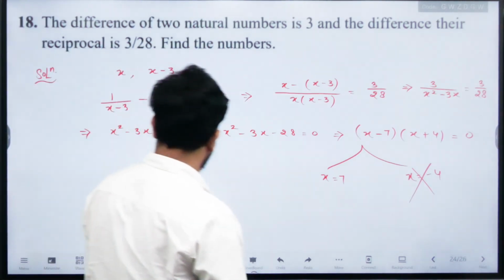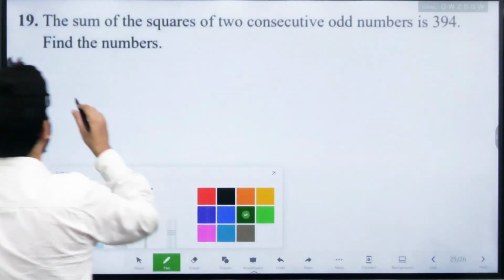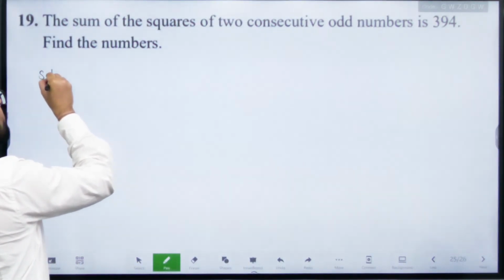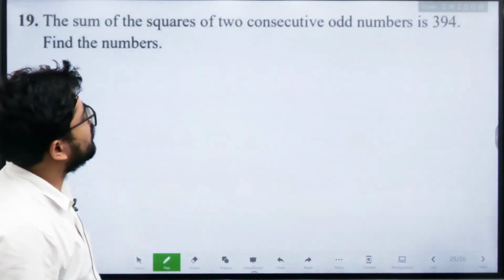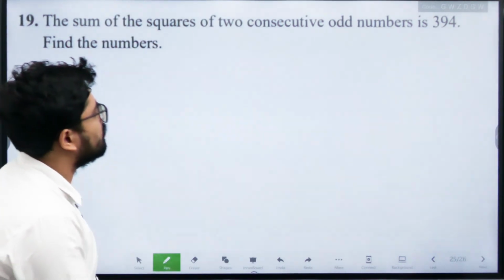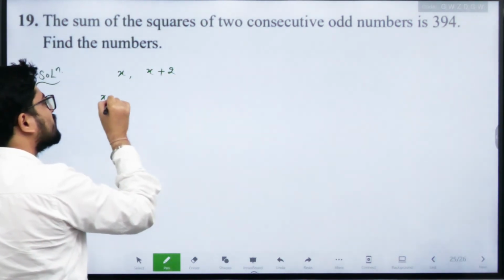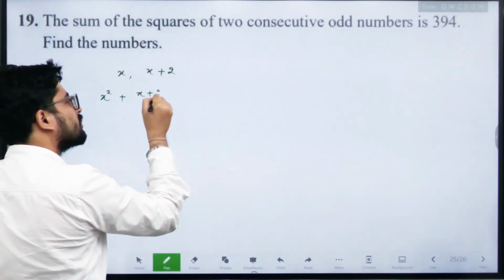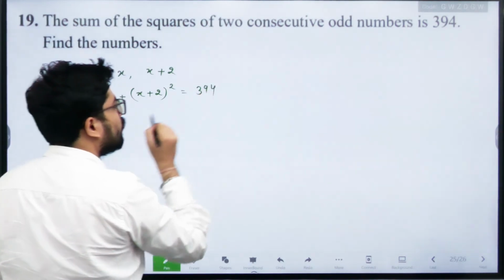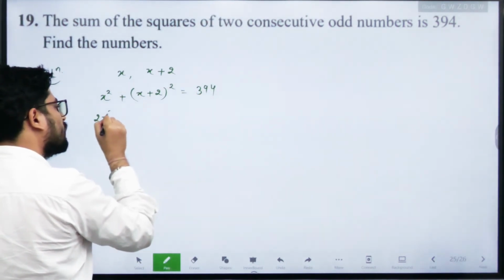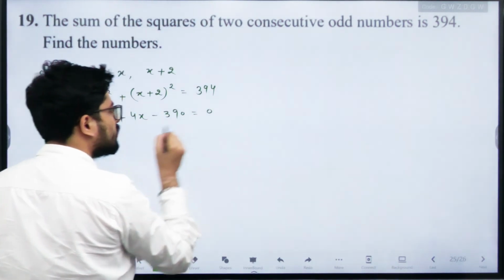Okay, now next question is, the sum of the squares of two consecutive odd numbers. The sum of the squares of two consecutive odd numbers is 394. So let's say one is x, again the other is x plus 2. Okay, so that is x square plus x plus 2 whole square, that is 394. Okay, when you simplify you will get 2x square plus 4x minus 390 is equal to 0.